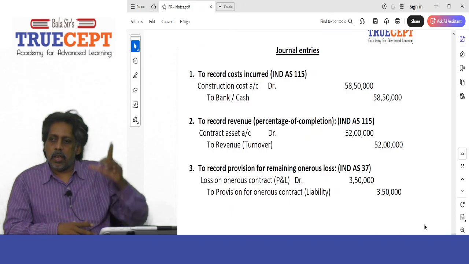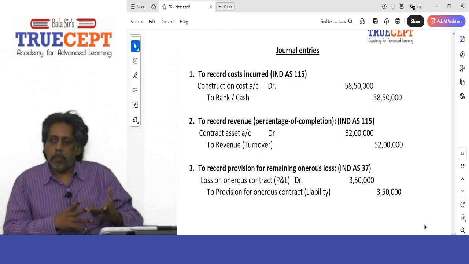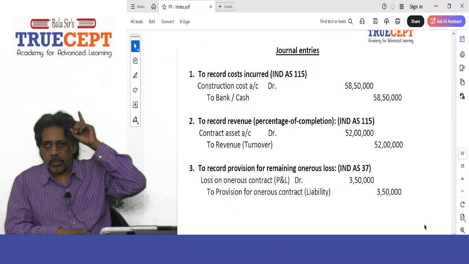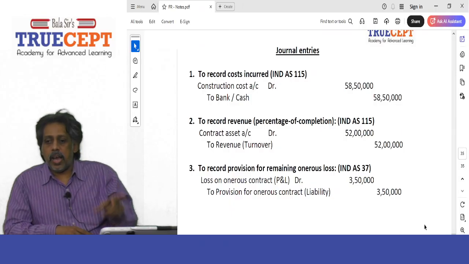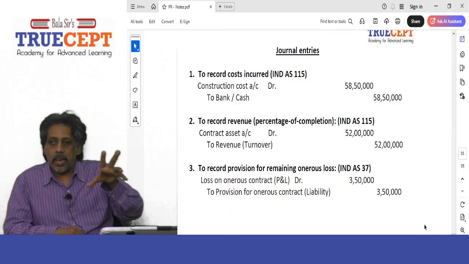Yes, sir. It's a very important sum from the examination standpoint, guys. It's a combination of IND AS 115 and IND AS 37. The same sum has come before in the past in CA final in accounting standard 7 on construction contracts. But this is the answer you are supposed to give applying IND AS 115 and IND AS 37.